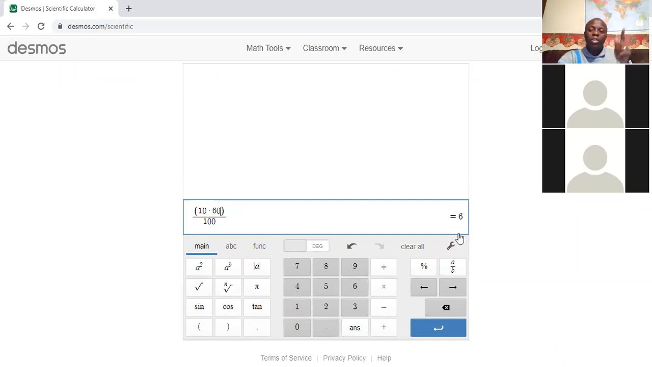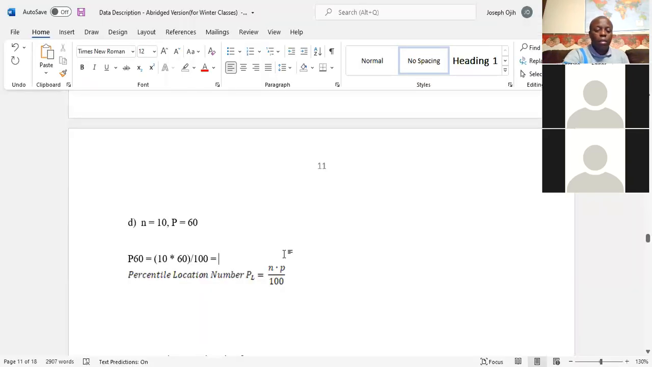So in this one, if you get the answer like this, what you're going to do is the 6th number plus the 7th number. If it is 4, you do the 4th number and the 5th number. If it is 5, you do the 5th number and the 6th number. But if you have a decimal, like 6.1, then you just use the 7th number, go to the next number. But if there's no decimal, use 2 numbers. So here it is 6.